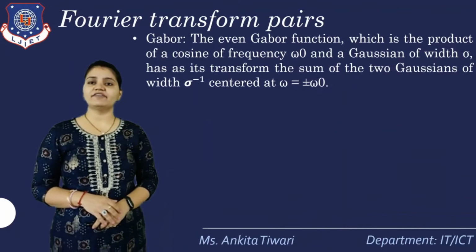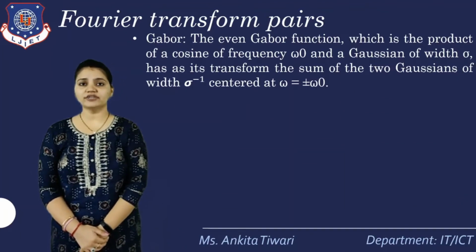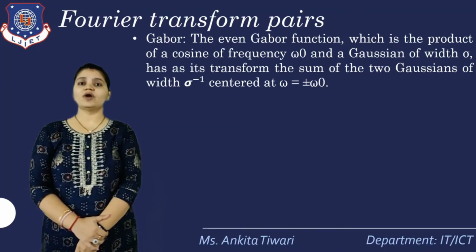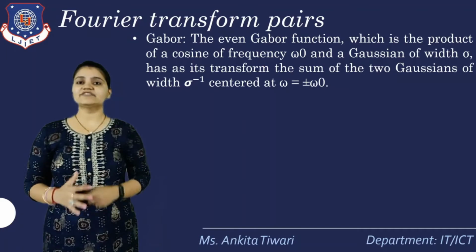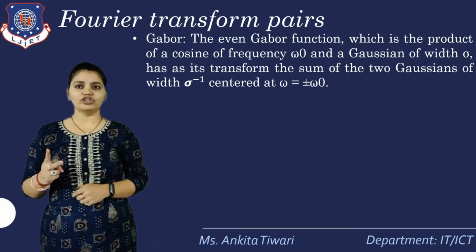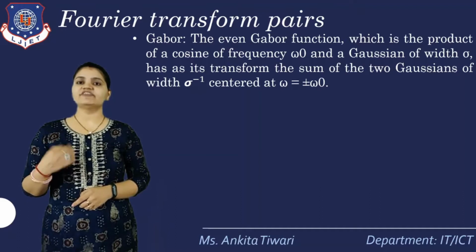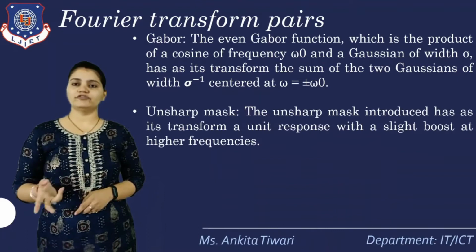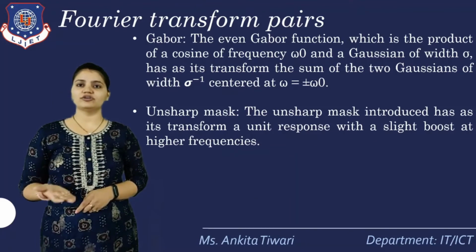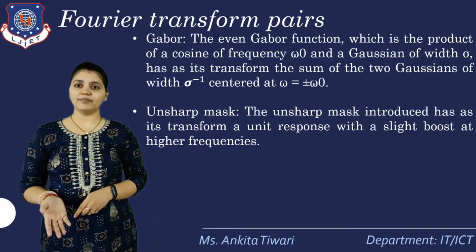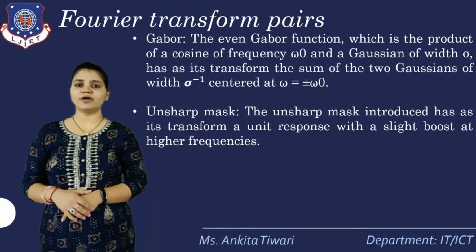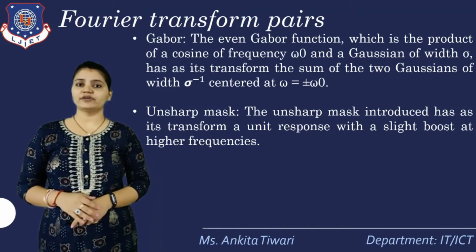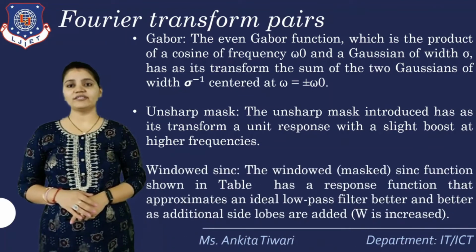Another form that we have is Gabor, the even Gabor function, which is a product of a cosine of frequency w0 and a Gaussian of width tau. Its Fourier transform is the sum of two Gaussians of width tau raised to minus 1, centered at w equals plus and minus w0. So we have this as a Gabor function. Then we have the unsharp mask, another property that we have. The unsharp mask has as its transform a unit response with a slight boost at high frequencies.